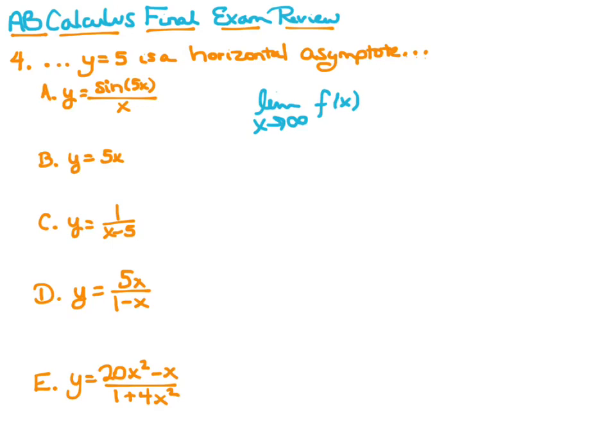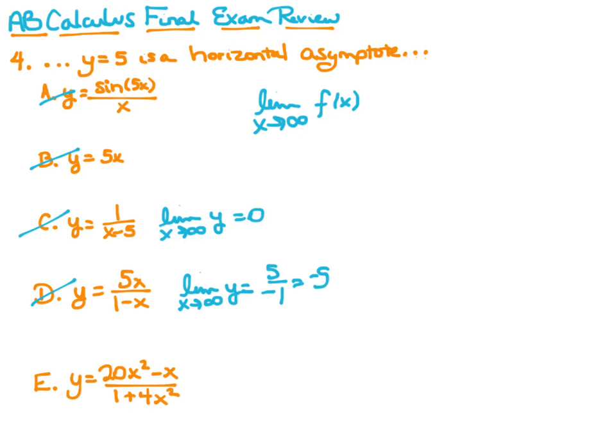For answer B, y equals 5x, if x goes to infinity, that function goes to infinity, so that is not the answer. On C, if x goes to infinity, the limit as x goes to infinity of this one is 0 because the denominator gets really, really big. On answer D, this time in the numerator and denominator, they are both linear functions, which means they're going to tie in the race to infinity, and we'll be left with the coefficients, which in this case is 5 over -1, which gives us -5.